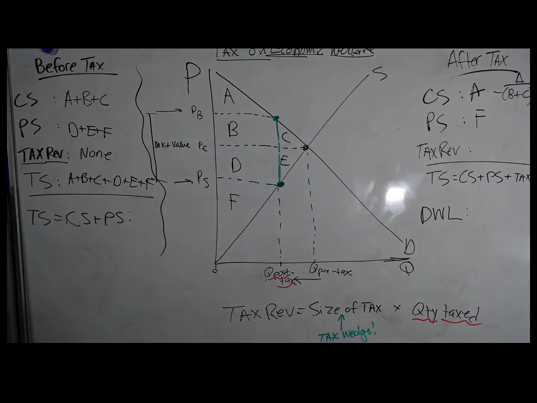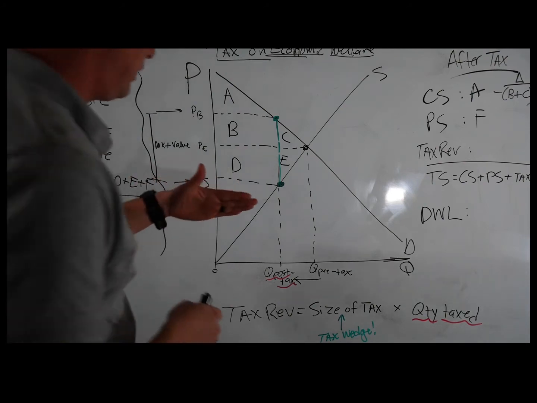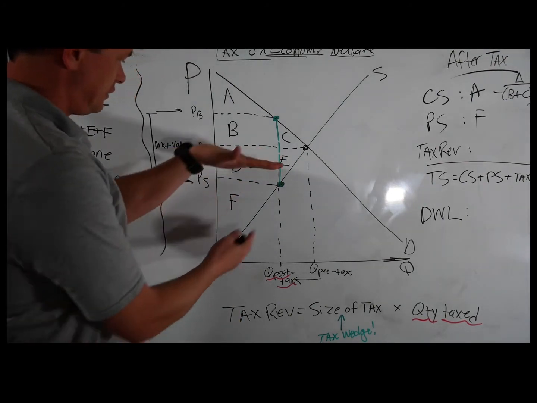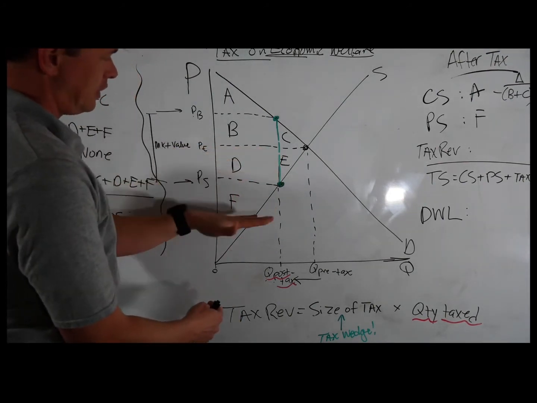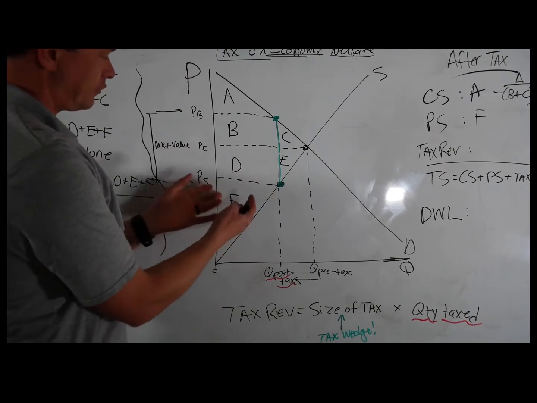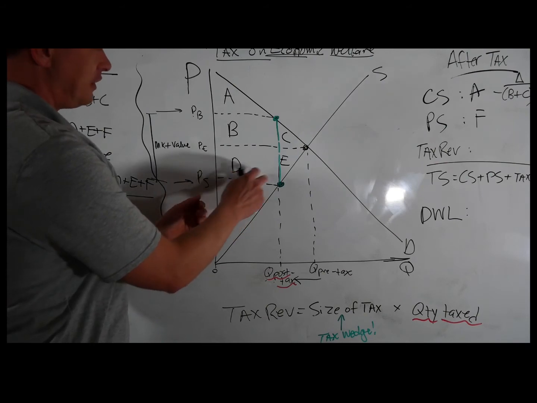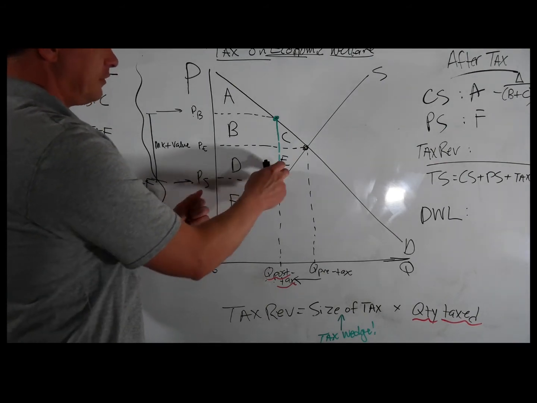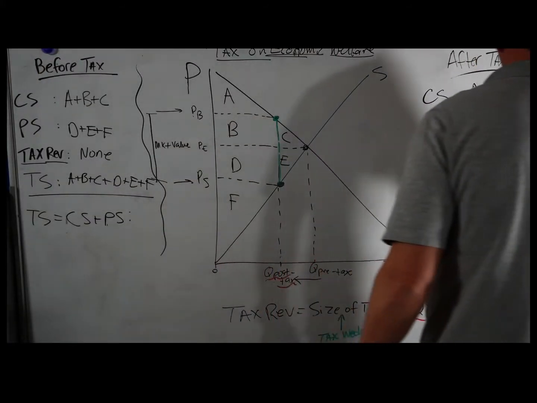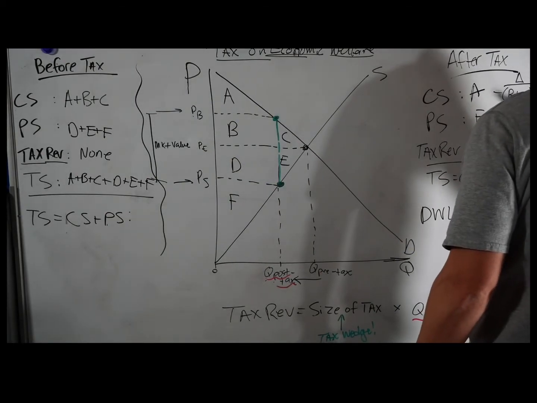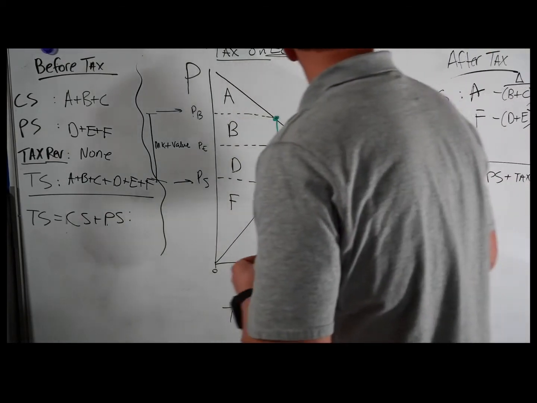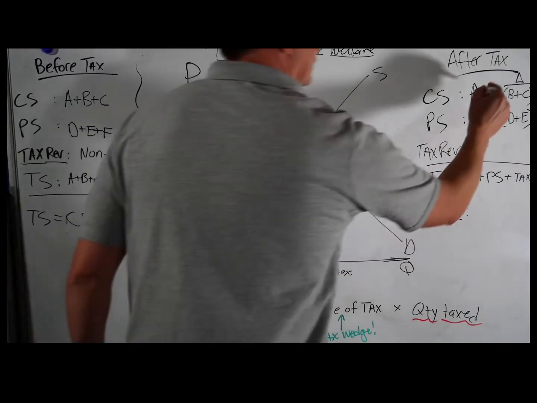All right, now let's look at producer surplus. We went from D, E, F to just F. Everything below price and above the supply curve is what the producer, in this situation, takes home. So they lost D and E. So you do minus D plus E. They are minus D plus E. All right. So that's what's changed.